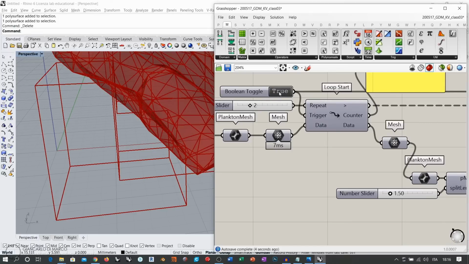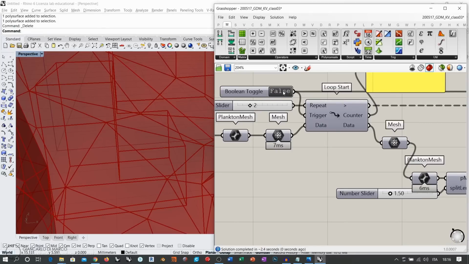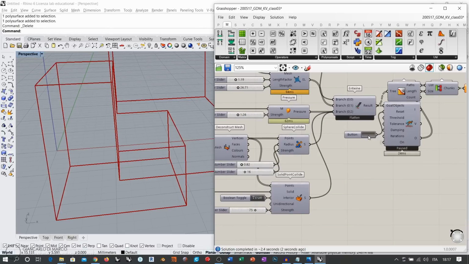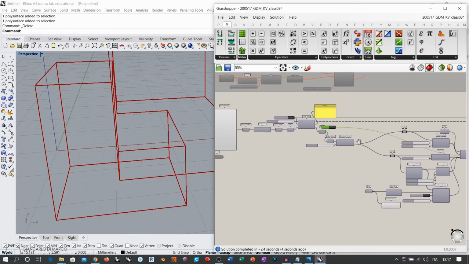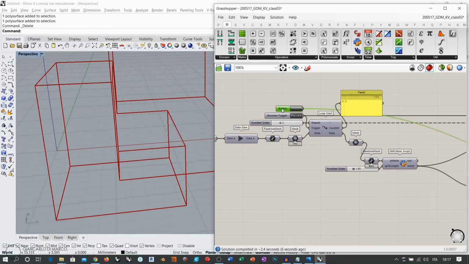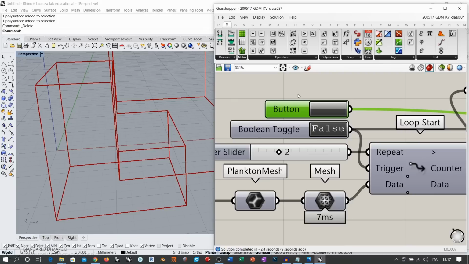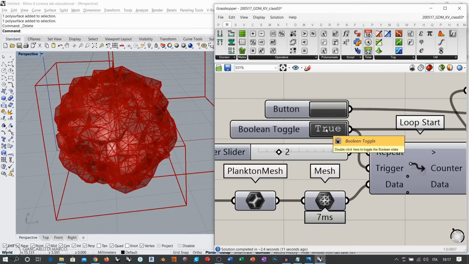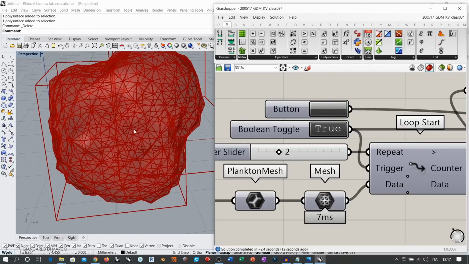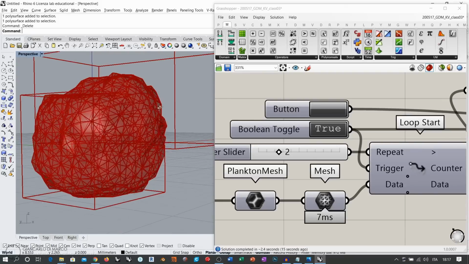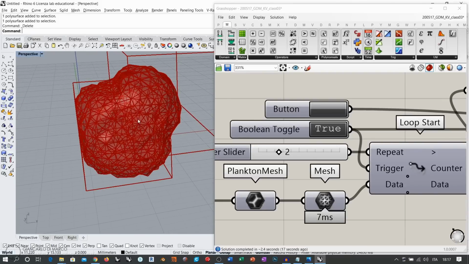Let's see what happens. Oh, I have to reset everything. Else, I will bring this reset here. So I understand I have reset, and then I can run the loop. And so you see that now we have a higher resolution for our mesh while it grows inside this object.